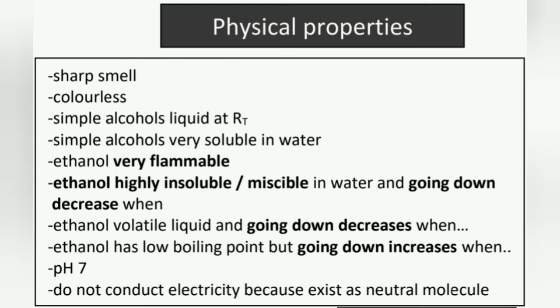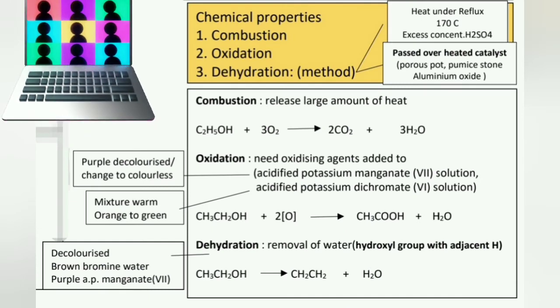Ethanol is a volatile liquid, and when going down the homologous series, the volatility decreases. Why? When going down the homologous series, the number of carbon atoms per molecule increases, so the size of the molecule increases. The attraction forces between molecules become stronger and more heat is needed to overcome the force. The same reason explains why ethanol has a low boiling point, but when going down the homologous series of alcohols, the boiling point increases.